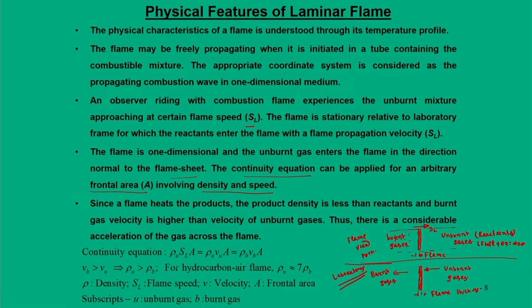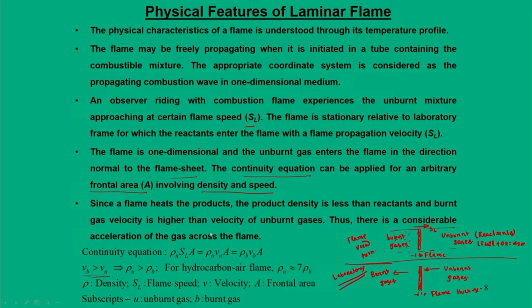Now, we can write the continuity equations as rho u SL into A, that is the flame speed, is equal to rho u Vu into A, which is equal to rho b into Vb into A. So, A is your frontal area which will get cancelled, but what remains is that rho is the density, subscripts u and b stand for unburnt and burnt gases, SL is the flame speed, and V stands for velocity. So, this equation says that Vb has to be greater than Vu.